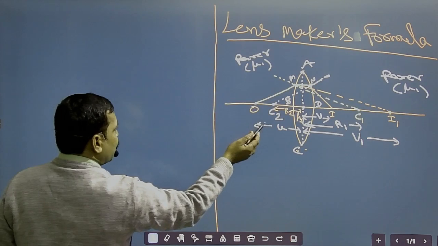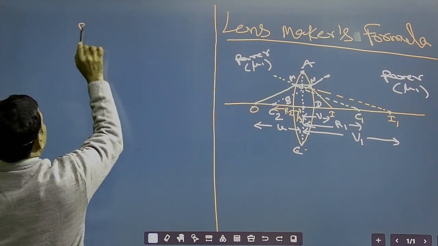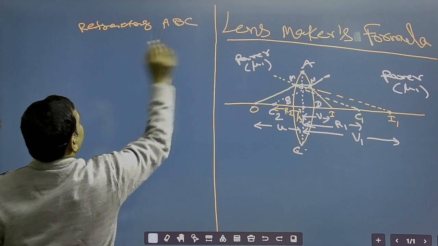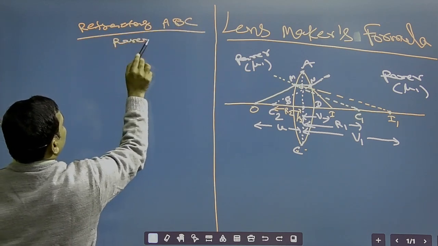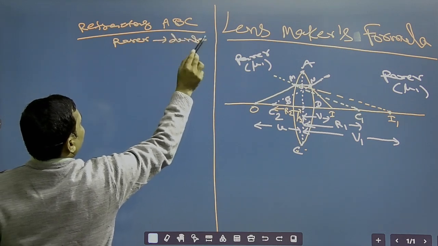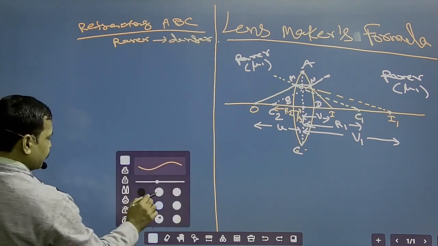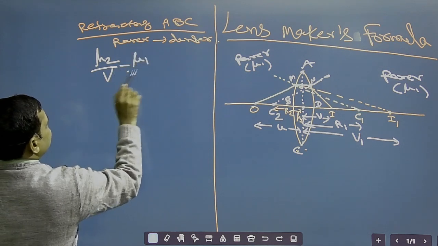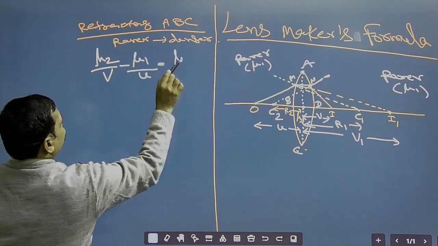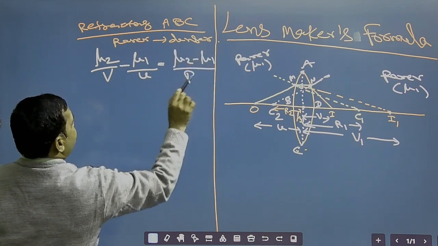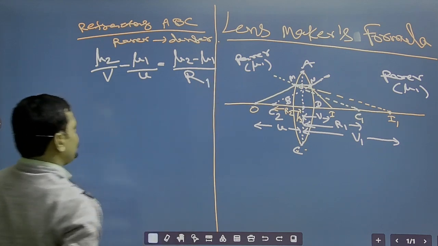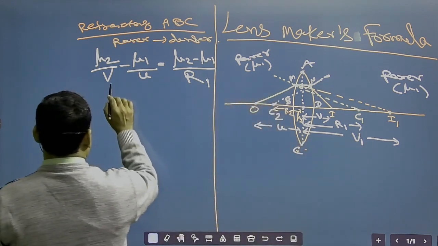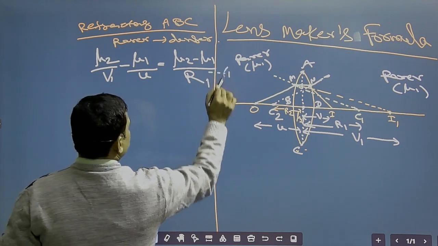So here we can put the refraction at a spherical surface formula. For the first surface, if we consider the refracting surface, that is your ABC, here the ray is moving from rarer to denser. So we can write mu2 by V minus mu1 by U equal to mu2 minus mu1 upon R. For the first surface, R will be your R1, right? But here the image distance we have considered V1, so I will write here V1. Let this be equation 1.